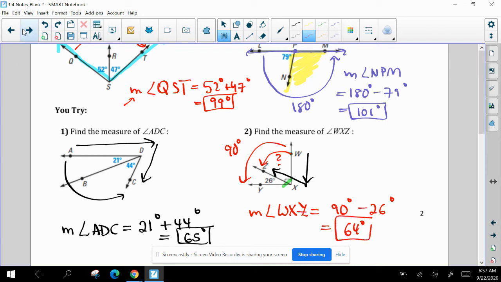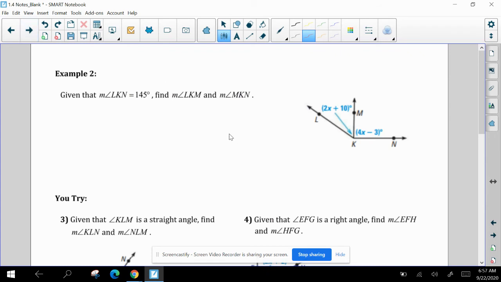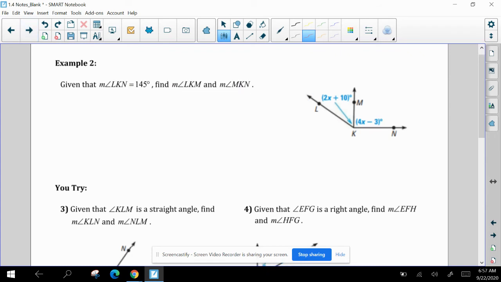All right, halfway done. Another example, so we're going to step it up a notch a little bit, and we're going to throw in some variables in here. They told us a measure of angle LKN. So LKN, which means that this is the measure they're giving me. How many degrees did it take me to rotate? 145 degrees. And they asked me to find the measure of this angle and this angle, LKM and MKN. The good news is, once I find my two little angles, the sum should be 145, and I'm going to be able to check if things made sense.